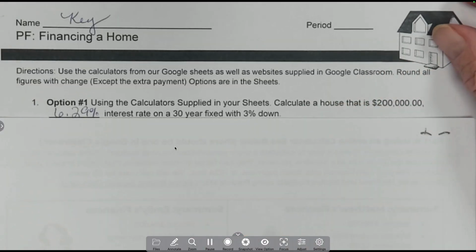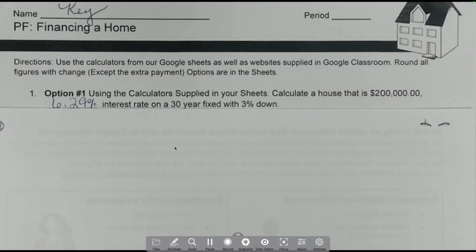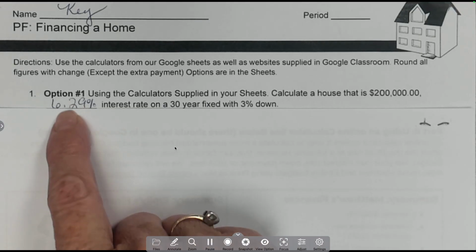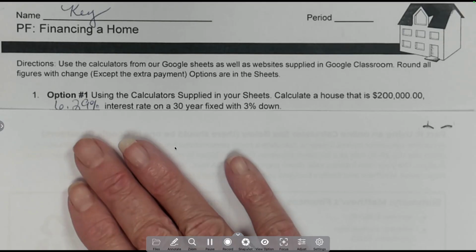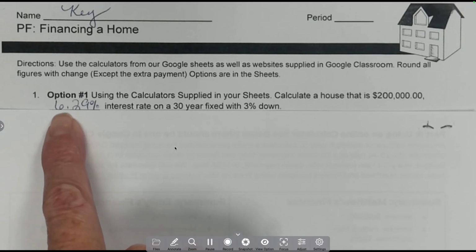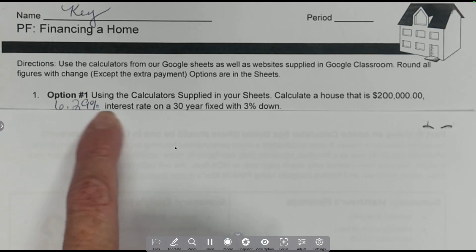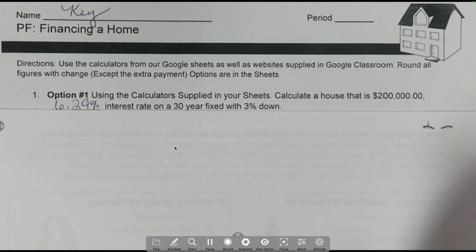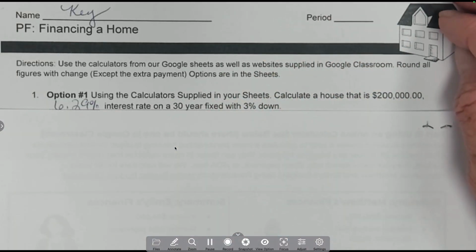Today you're going to complete financing a home sheet. The first thing that you're going to do is find out what the current interest rate is. I will supply that for you. In this particular example, it could be different than the one you are going to be using. It is going to be 6.29%. Whatever percent has been supplied for you, that is the percent that you will be using.